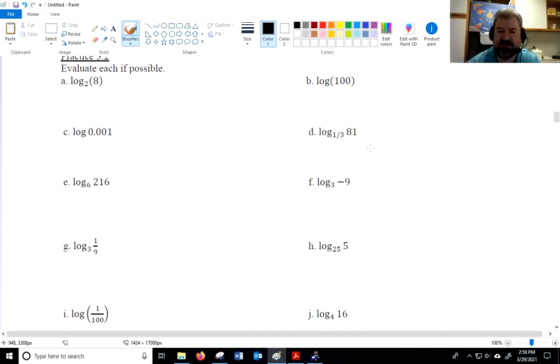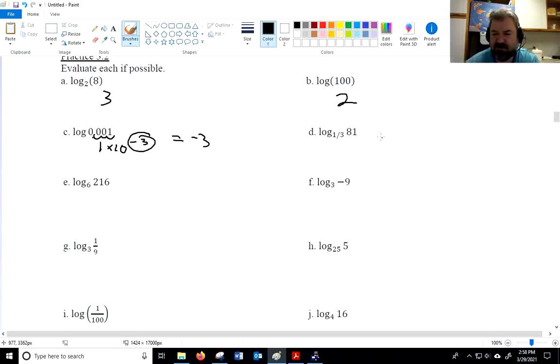All right, let's see how we did. Log base 2 of 8. 2 to what power is 8? 3. The log of 100 is 2. This one here, think about what power this is. This is 1 times 10 to the negative 1, 2, 3. So if I put this in scientific notation, it would be 1 times 10 to the negative 3. And log gives you the exponent from scientific notation.